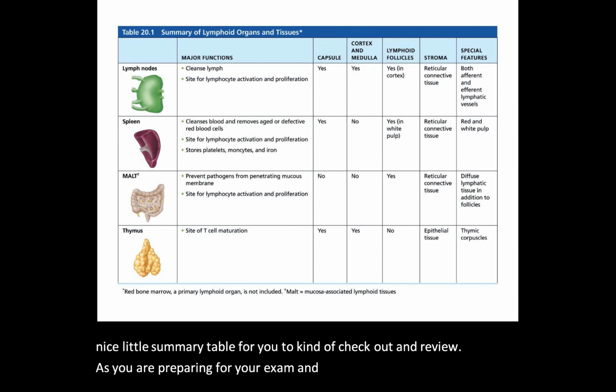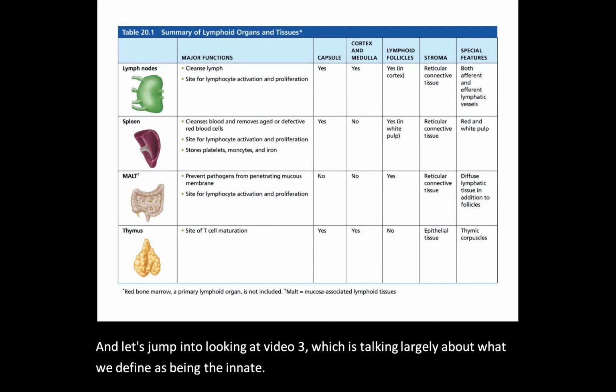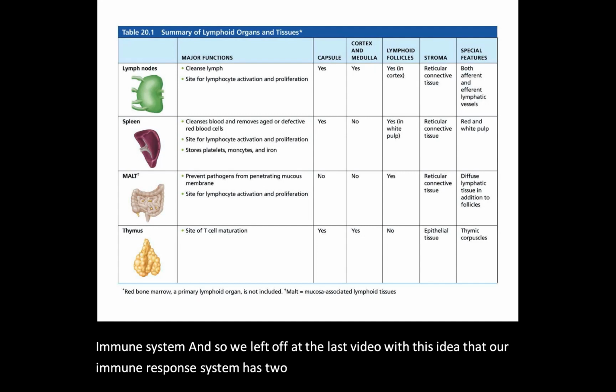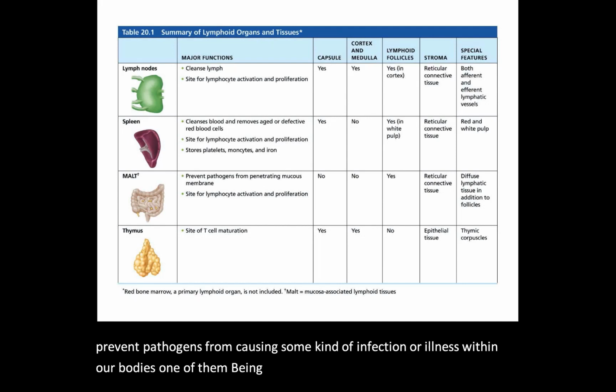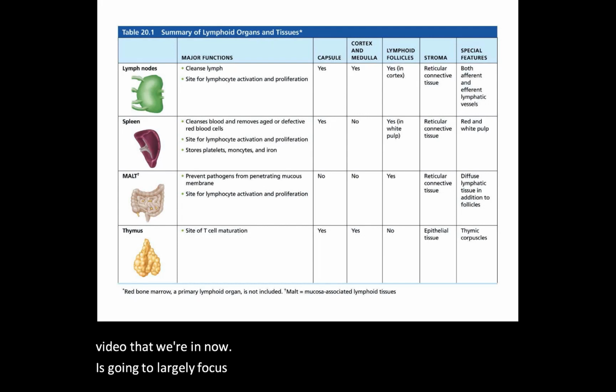And so with that said, let's jump into video 3, which is talking largely about what we define as the innate immune system. We left off at the last video with this idea that our immune response system has two major mechanisms by which it can prevent pathogens from causing infection or illness within our bodies. One is an innate immune system, and the other is an adaptive immune system. Video 3, the video we're in now, is going to largely focus on the innate immune system.